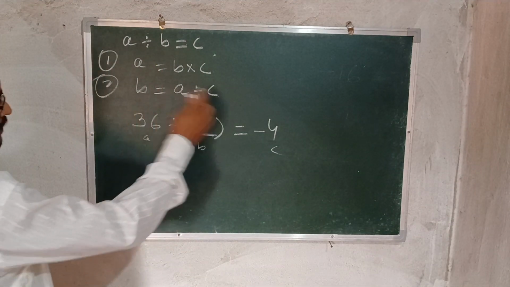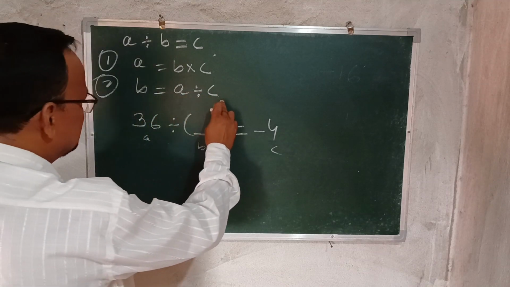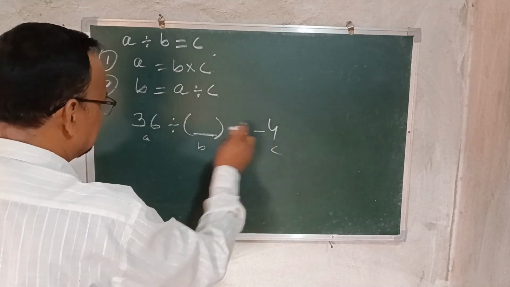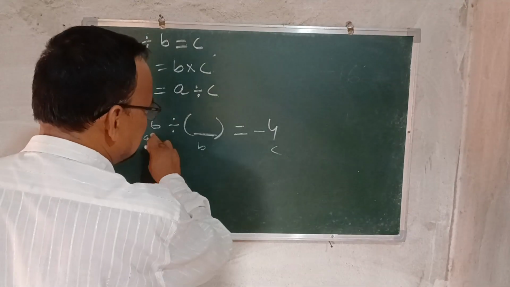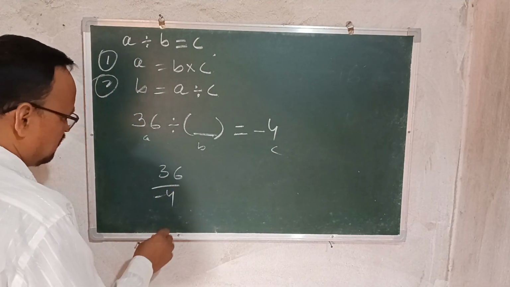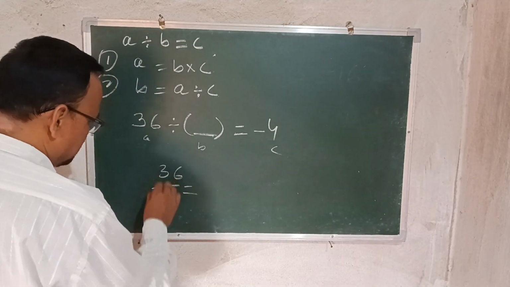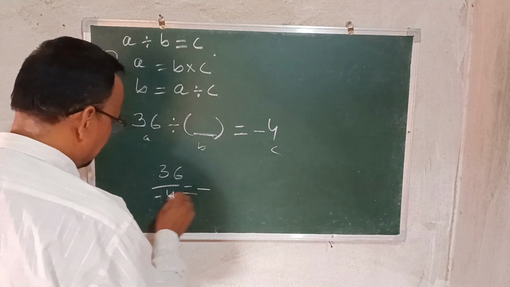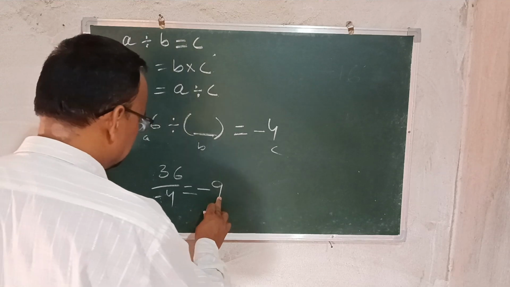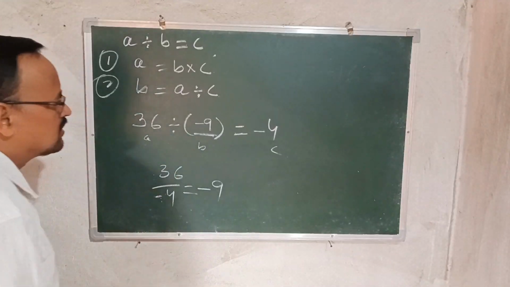B is equal to a divided by c. This is formula number 2. So this is 36 divided by minus 4. You can do this in your rough. 36 divided by minus 4: plus divided by minus is minus, unlike signs. 36 divided by 4 is equal to 9. So the answer is minus 9. So here that will be minus 9.